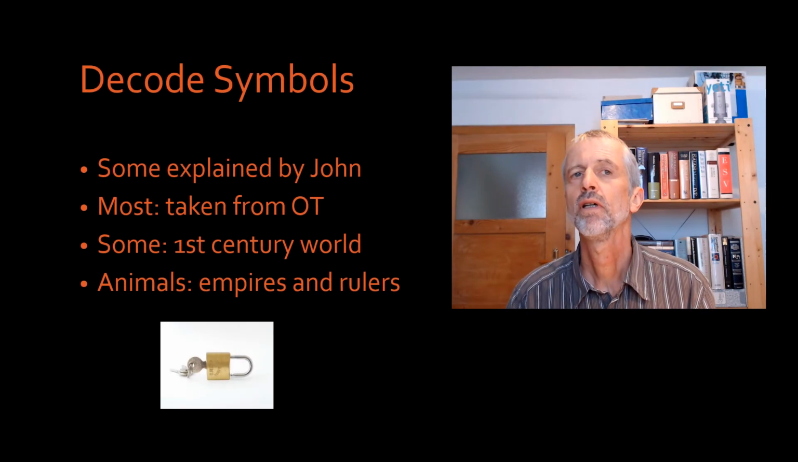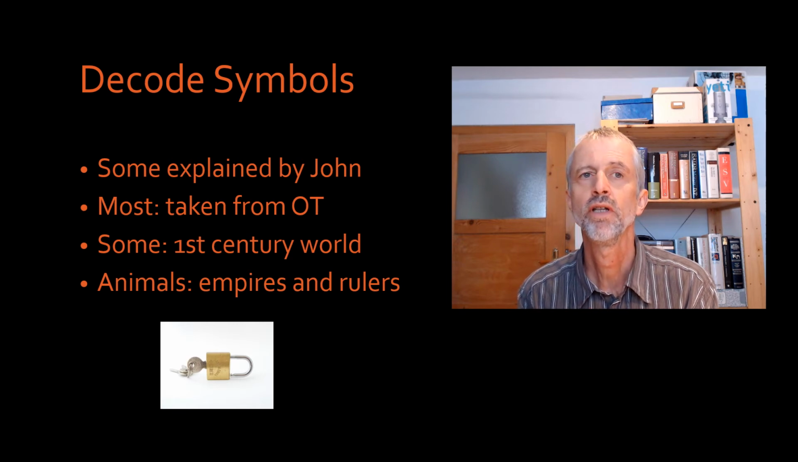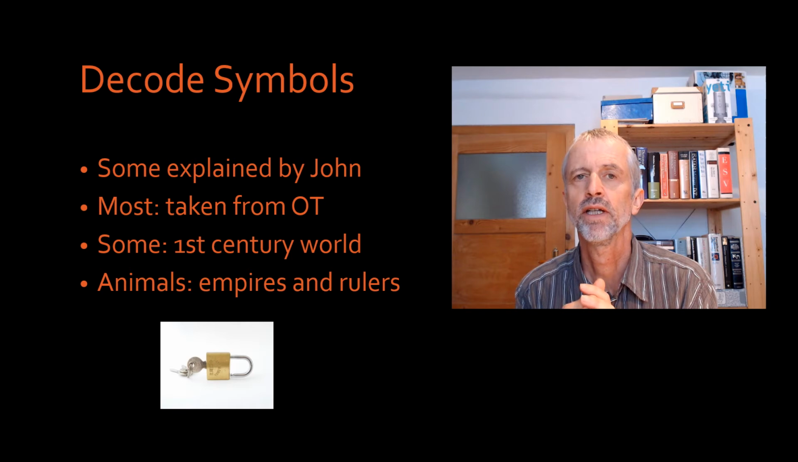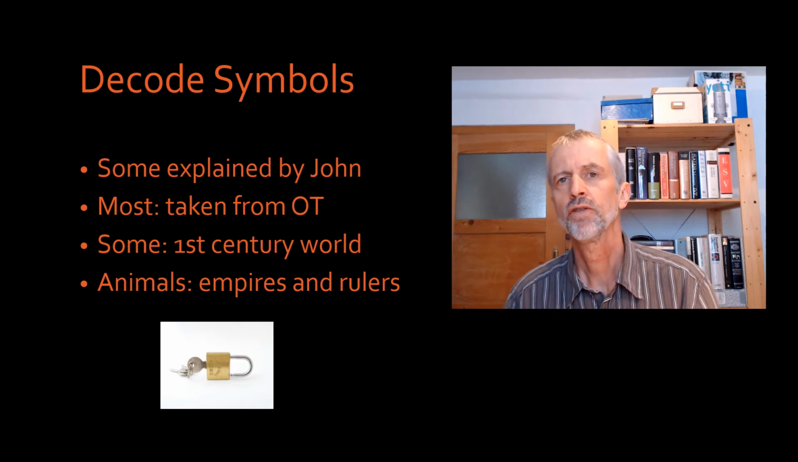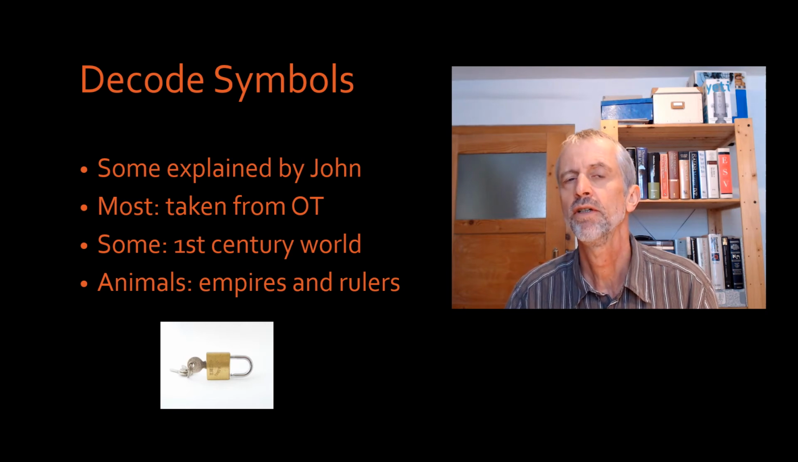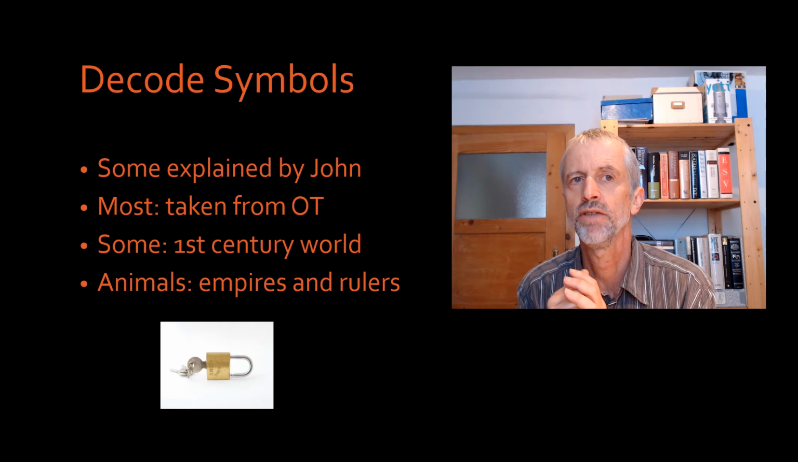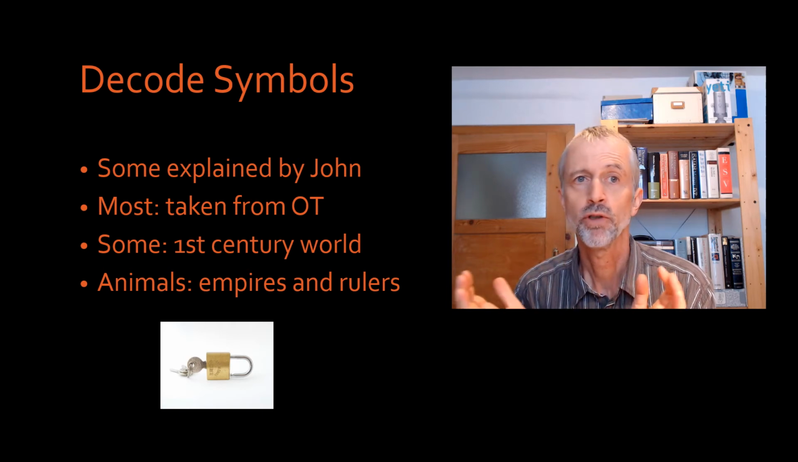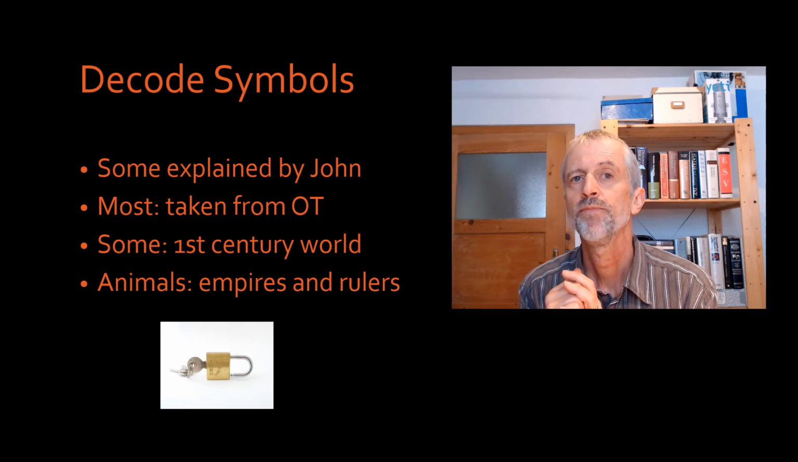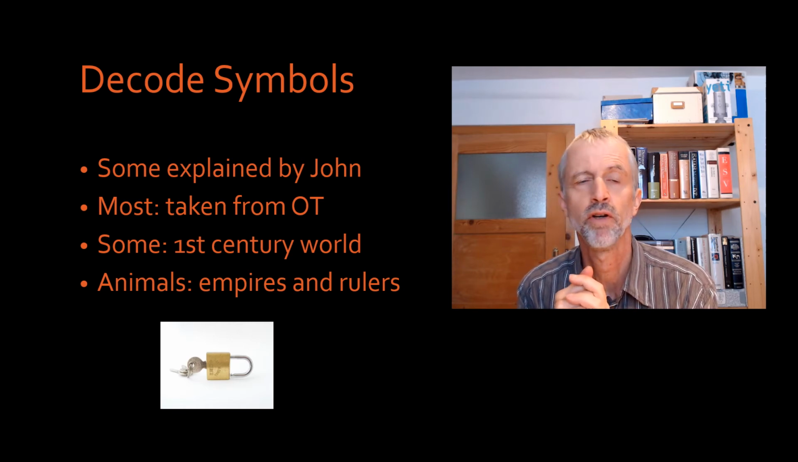At this point, I've hardly said anything about what these symbols in the book of Revelation actually mean. That will have to wait until we get there in the text. But I do want to say something about where we find the key, or rather the keys, since there's more than one, that we need to decode these symbols. The first kind of key is given to us by John himself. He explains some of the symbols in his book, which is very helpful.